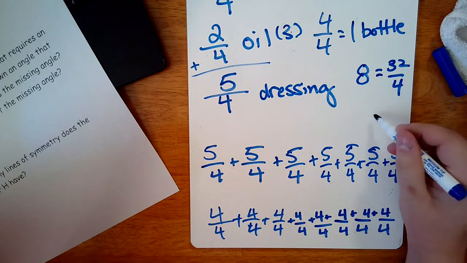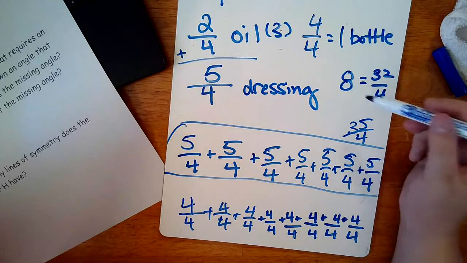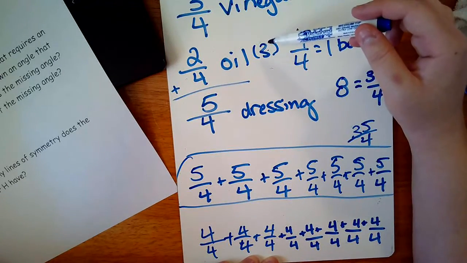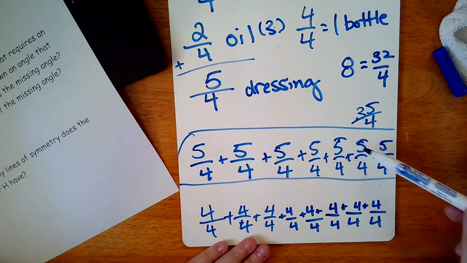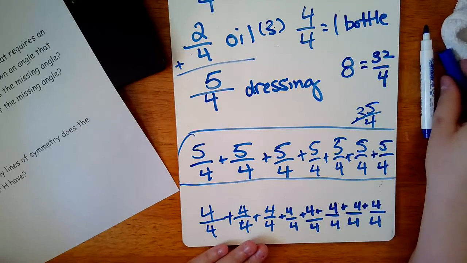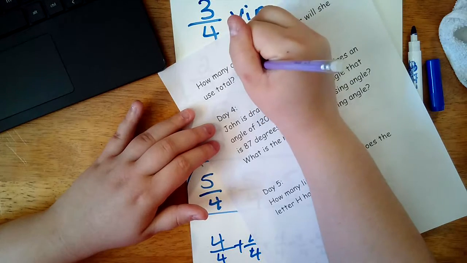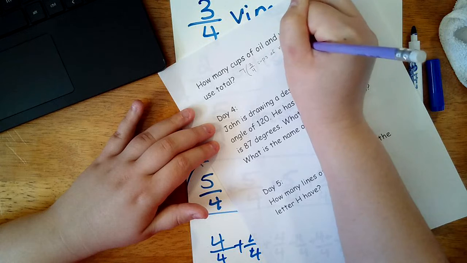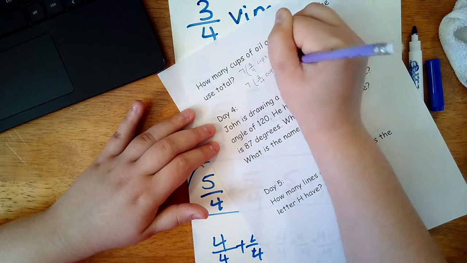So we're going to have 35/4 total if we add all these up, right? 35/4, and that's going to give us enough for 8 bottles. Now, we said that 5/4 is 1 each of our dressing mixture, right? So we know that we used it 1, 2, 3, 4, 5, 6, 7 times, right? So 7 times we use the oil and vinegar. So if I'm going back to my sheet, we know that we used 7 times 3/4 cups of vinegar, and we used 7 times 2/4 cups of oil.